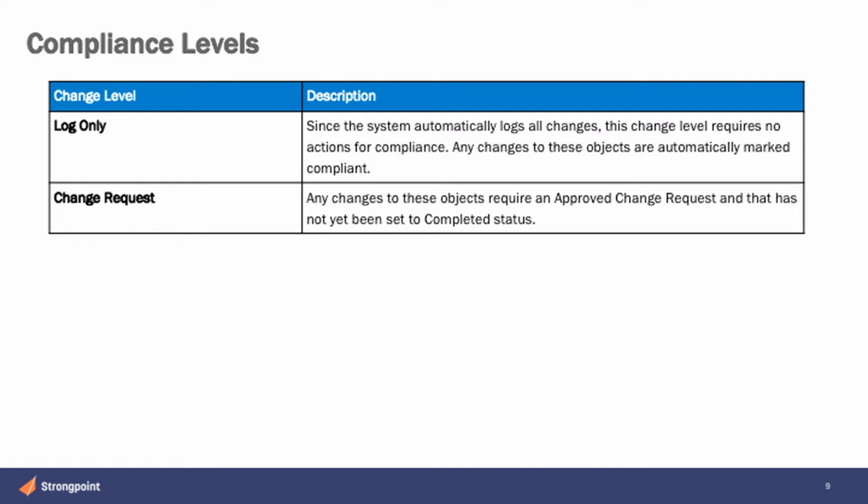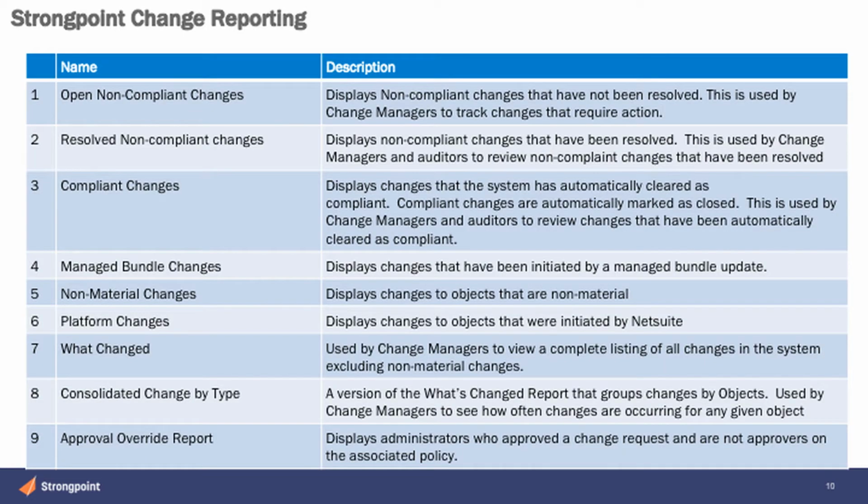And then the change request itself. So changes to objects that require an approved change request that has not been set to a completed status. We'll talk about that compliant window a little bit more in a few moments. A lot of the times we speak about change requests for scripted objects. These are the objects that have the biggest risk of breaking something in your account should they be changed without the proper approvals. In terms of reporting that we'll see today, we'll mostly be looking at the top 3.